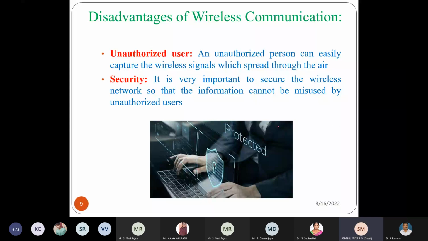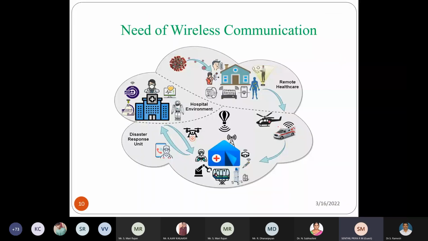And why do we need wireless communication? Nowadays, connectivity. Connectivity comes through different media. We have connectivity in all aspects, like connectivity in remote healthcare. Then we are going for remote jobs. So work from home is there.